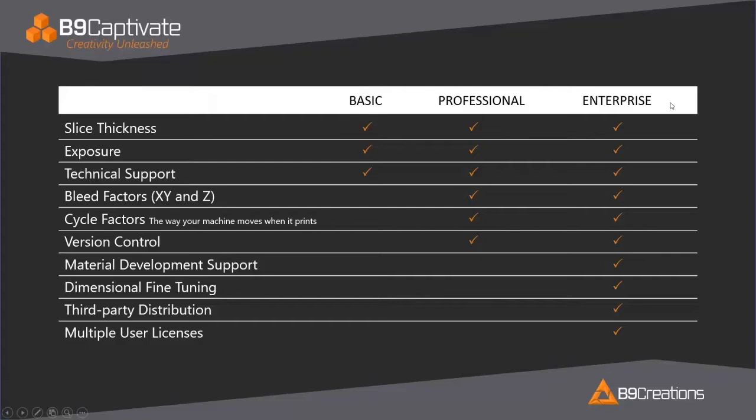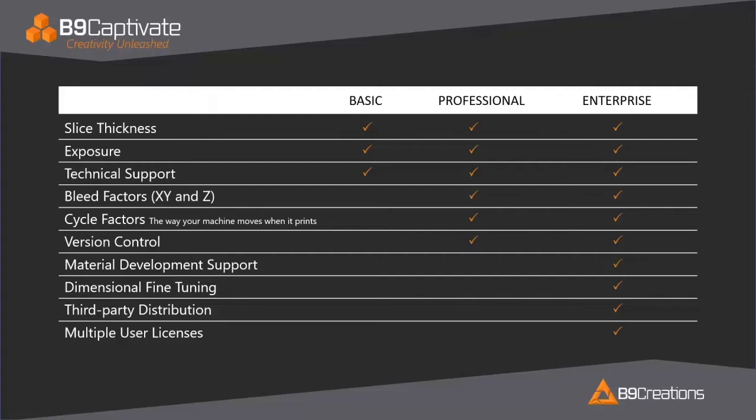This offers all the functionality of the professional license plus customizable packages that offer dimensional fine-tuning, third-party distribution for material commercialization or to field locations, multiple user license, and material development support, testing, and validation from the factory. These last 2 tiers, Professional and Enterprise, are paid subscriptions, and you must have a license key to use them.